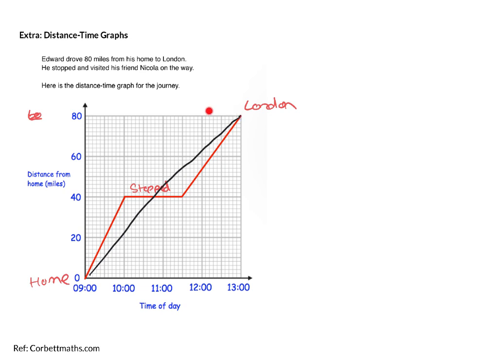The distance is 80 miles. The time is between 9 and 1 o'clock. So we go 1, 2, 3, 4 hours. So 80 divided by 4, which is 20. So his average speed for the whole journey is only 20 miles per hour. And that's obviously a lot less than the others because he did spend 1.5 hours not moving. So bear that in mind.